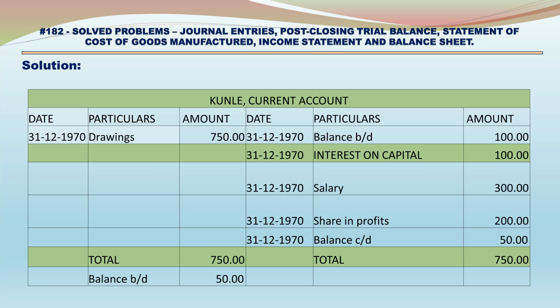Kunle's current account. On the credit side, balance brought down 100, interest on capital 100, salary 300, share in profits 200. His drawings are 750, total credits 700. So he has a debit balance in his current account of 50, balance brought down 50 on the debit side, a debit balance in Kunle's current account.